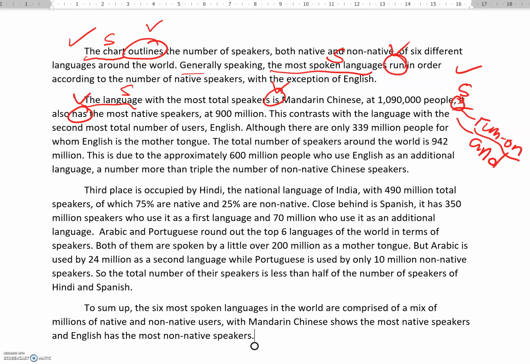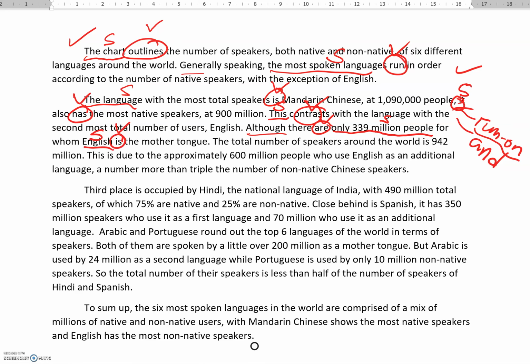Next sentence. This contrasts, so subject, verb, with the language with the second most total number of users, English, full stop. So again, one subject and verb, simple sentence, looks fine. Although there are only 339 million people for whom English is the mother tongue. Well, in this case, we've got there is, there are, the verb are, and in this structure, the subject comes after, right? Okay. And then notice we have another subject and verb, in this case, English is.